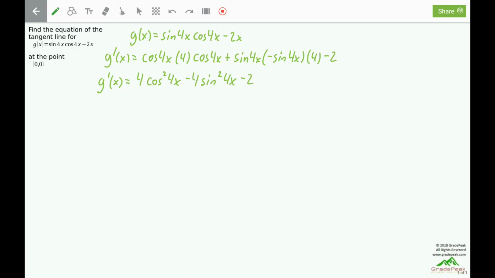The next thing to do is evaluate this at the x-coordinate of the point. So the slope will be, once you evaluate it, g prime of x-coordinate of 0. And we have 4 cos squared of 4 times 0 minus 4 sine squared of 4 times 0, and then minus 2. So we have 4 cos squared of 0 minus 4 sine squared of 0 minus 2.